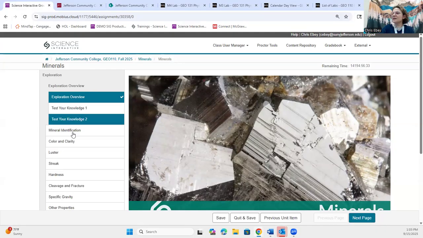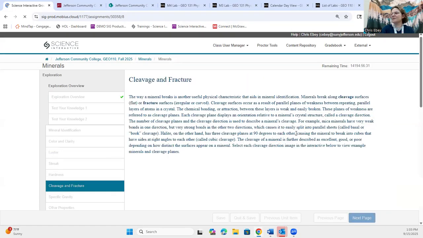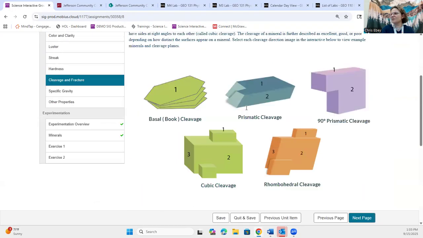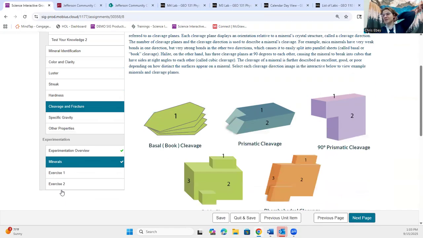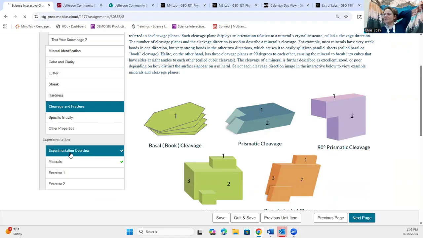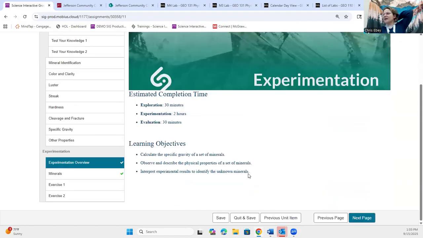So the beginning opens with the exploration and an explanation of a lot of these different things you will be exploring during the lab itself. Of course, as always, go through the exploration. Don't be afraid to ask me questions. That's not cheating. And then we go down into experimentation. The big parts in this lab are calculate the specific gravity of the minerals, observe and describe the physical properties of each mineral, and interpret the experimental results to identify the mineral.